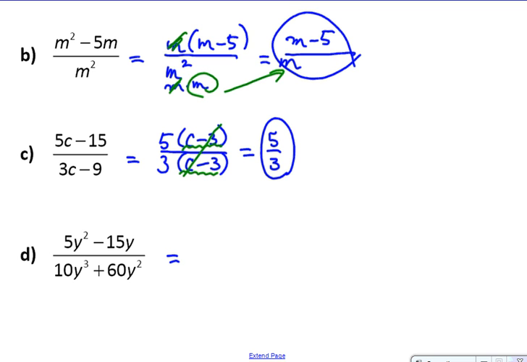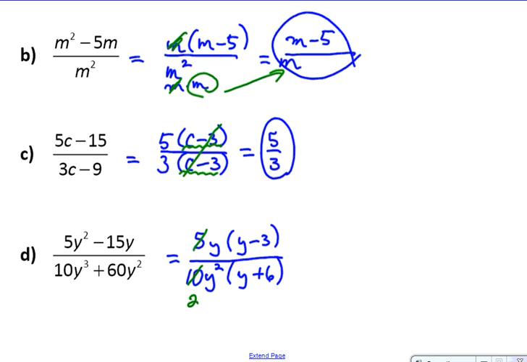D, a little bit tougher GCF, but they both have a 5 for y. I'm going to be left with y minus 3 divided by, the denominator has a 10 and a y to the second power. And that's going to leave me with a y plus 6. So looking for clever ones. I have 5 here, 5 here. That's going to leave me with a 2. A y here and a y here. That's going to leave me with another y down there.